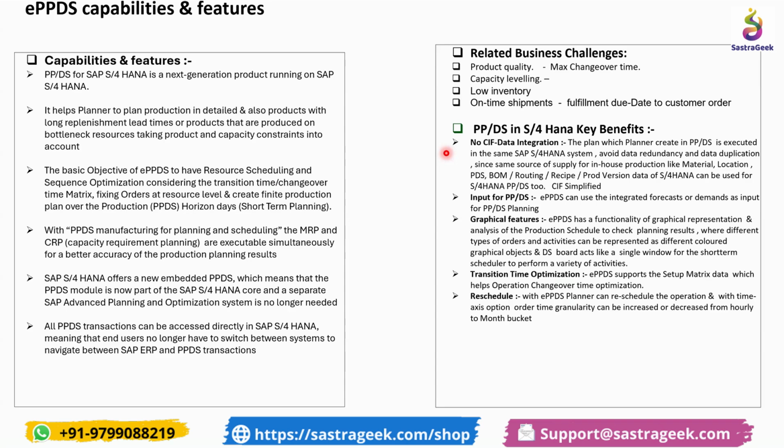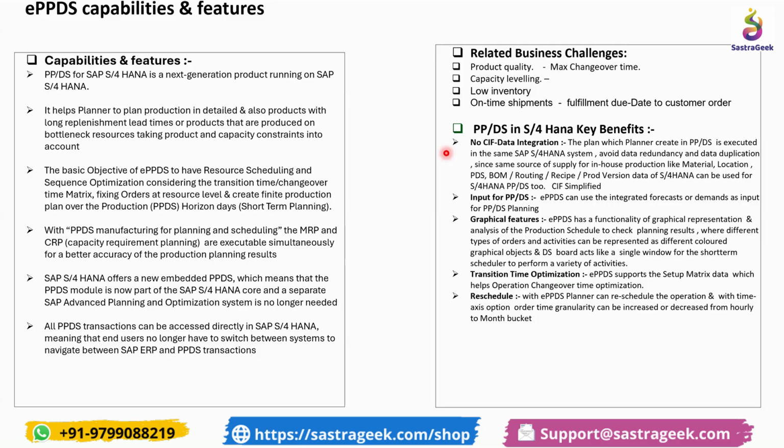Okay, so what I mean to say, the objective is basically for the resource scheduling and the sequencing to create the finite planning for the horizon days, which we call a short term planning horizon days. So this is the basic objective of the ePPDS. And as I said, MRP and CRP are simultaneously being run for a better accuracy.